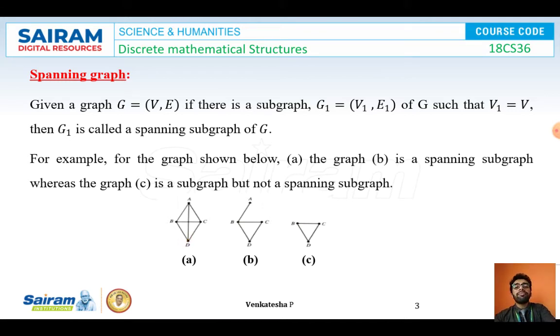And of graphs B and C, graph B is a spanning subgraph of the graph A because graph B has 4 vertices and graph A has 4 vertices. The number of vertices in these two graphs is the same, and this graph is a subgraph of this graph also. So with this condition we can say this graph is a spanning subgraph of the main graph A, and this graph is not a spanning subgraph of the graph A.